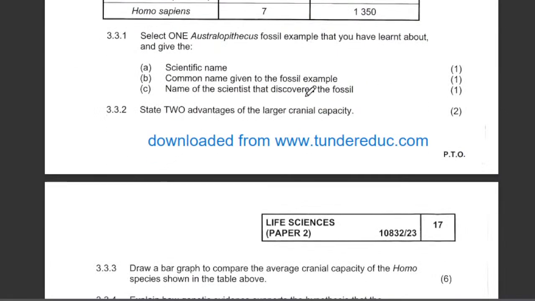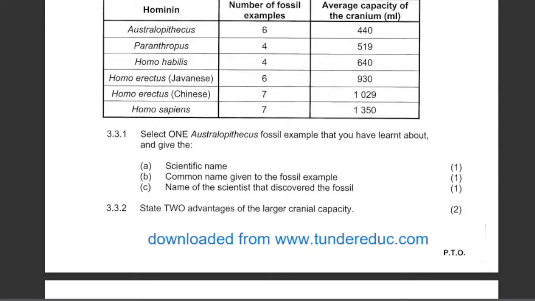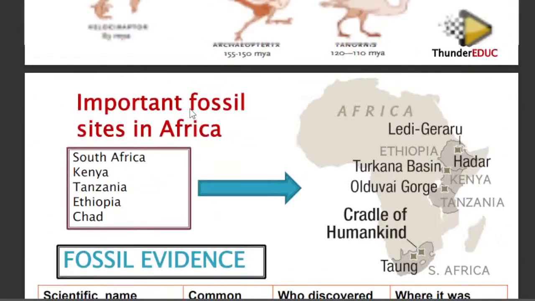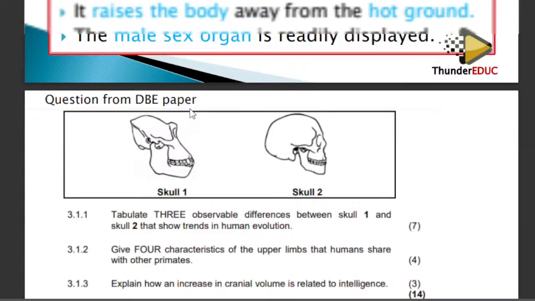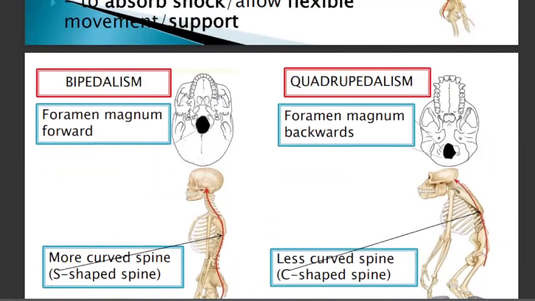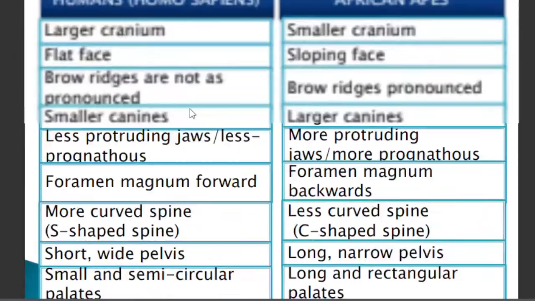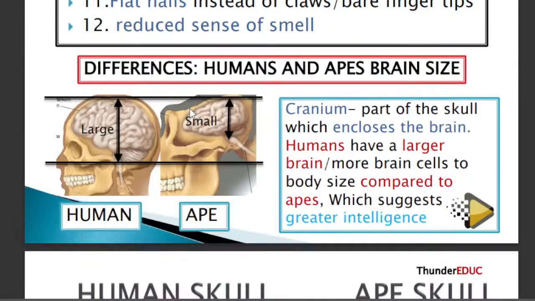Step 2, advantage of having a large cranium. A large cranium is going to bring about more brain cells, and these more brain cells are going to bring about intelligence. If you have more intelligence, meaning that you can think more, you can reason more, you can have more skills. All those are some of the advantages of having a large cranium over a small cranium. That's what you're supposed to write.